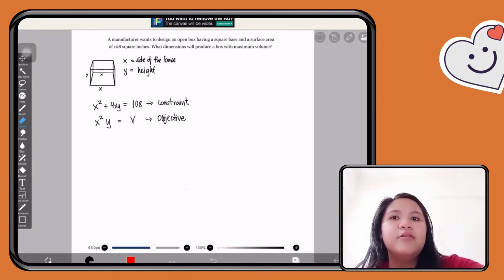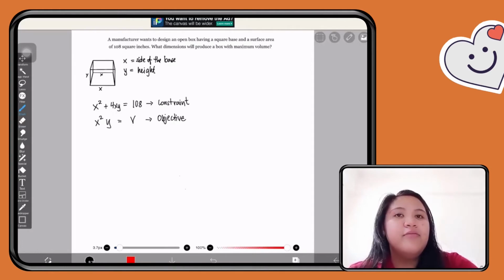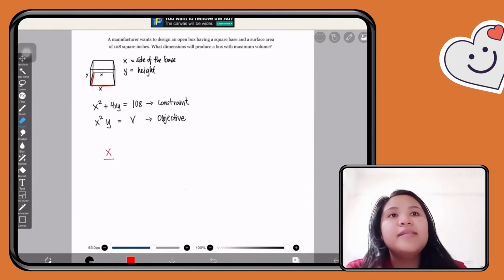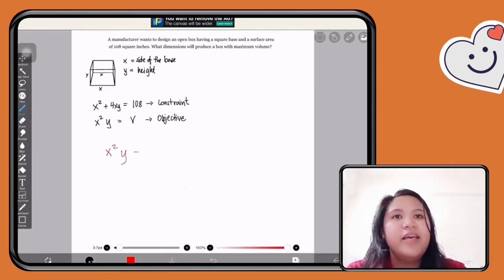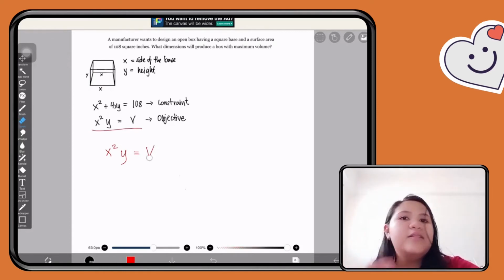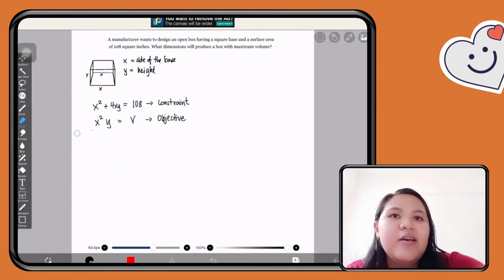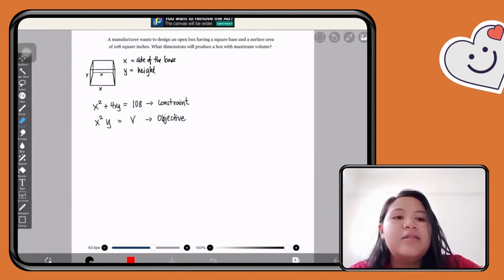So we don't know the volume, yes. But the formula for the volume in general is length times width times height. So from there, we go ahead and apply it to our problem. So again, we have a square base, so the length and the width will have the same measurement, which in our case, we represent as x. So we have x squared y equals V. So length times width times height equals volume. So x squared y equals V for our objective function.